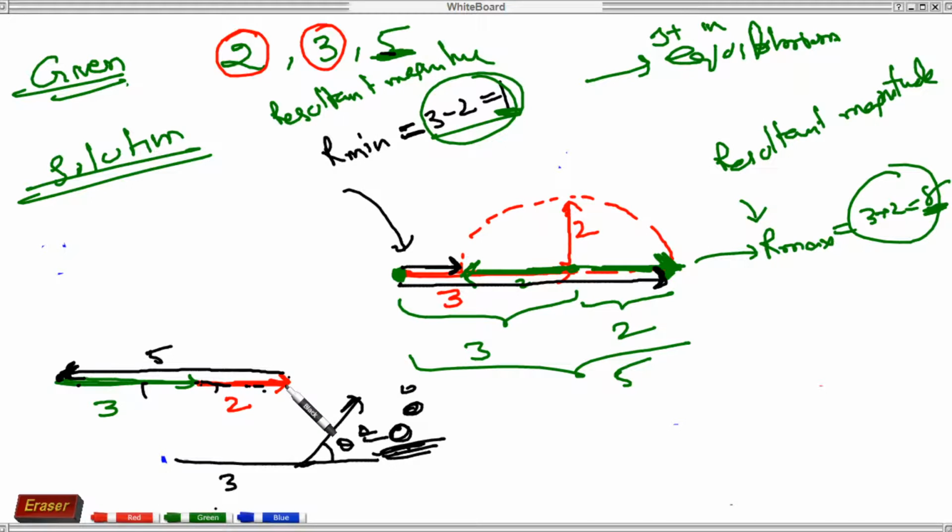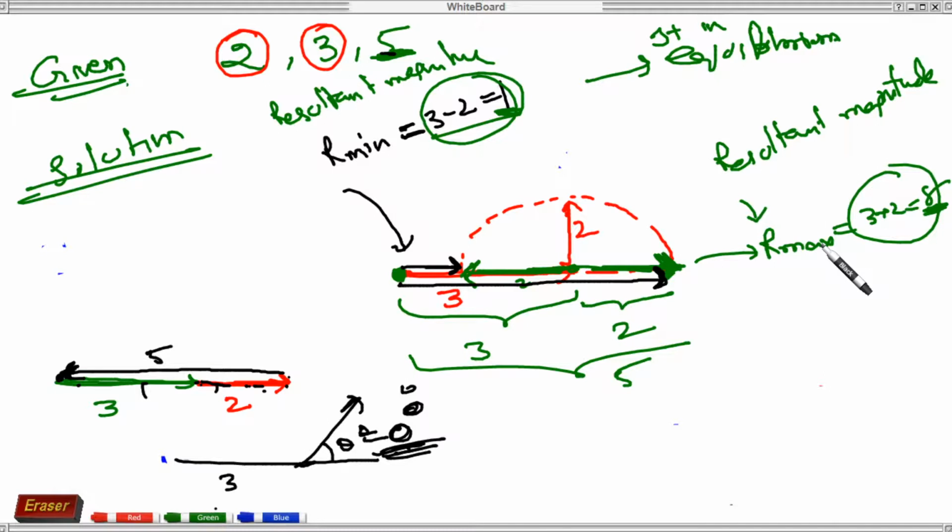Okay, so if someone asks you, if you are given any three vectors, what would be the resultant? It means, if you are asked like this, whether these three vectors can give a zero resultant, this is the way we are going to check it.